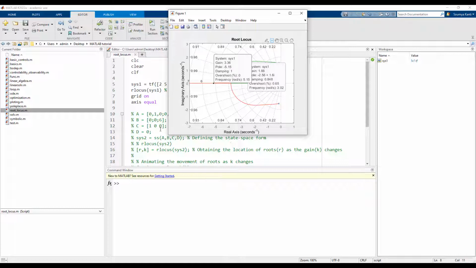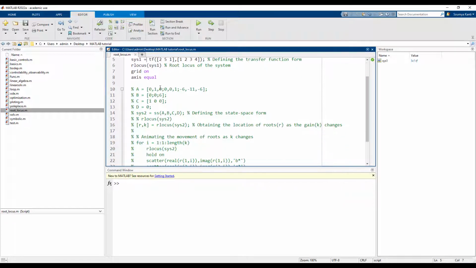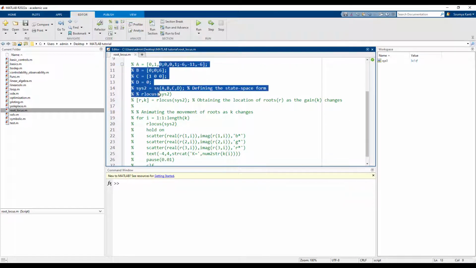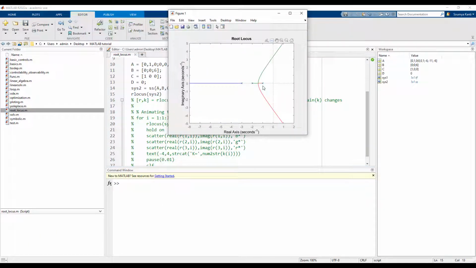So this is how you do it using a transfer function. You can also do it using state space form. Suppose I am given a state space form, where A, B, C, D matrices are given. I define this as the control system, and I can also plot this one, and now you can see that this is the root locus of the system. There are 3 poles, and all of them go to 0. There are no zeros in the system.